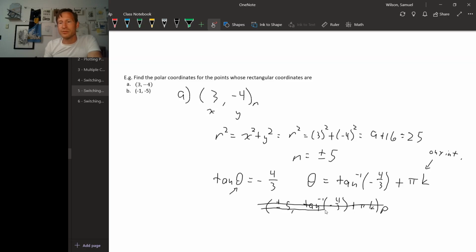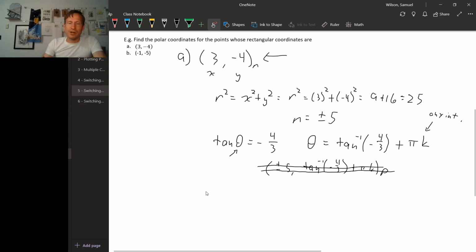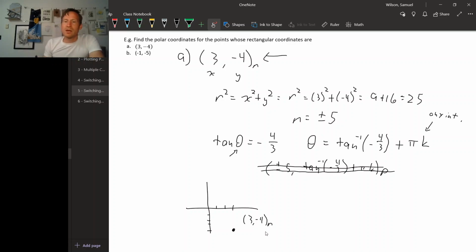To see why that's not true, let's plot this point. We haven't actually ever plotted this point. So 3, comma, minus 4. So 1, 2, 3 in the x direction, 1, 2, 3, 4, negative 4 in the y direction. So there's our point, 3, comma, minus 4 in rectangular coordinates. When we combine r values and theta values, we need to be sure to choose combinations that put us in this fourth quadrant. If we choose combinations of r and theta poorly, we'll end up in a different quadrant. So first, let's see what angles work with the r value plus 5.